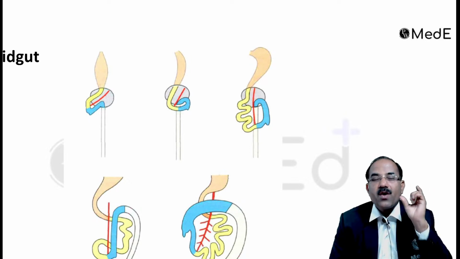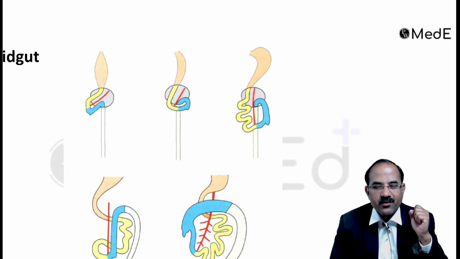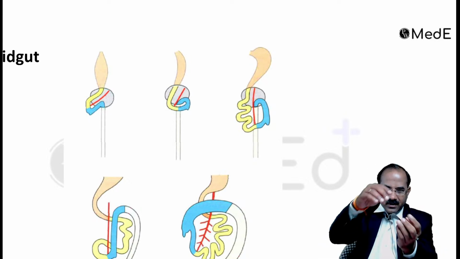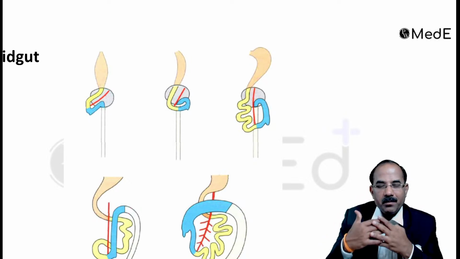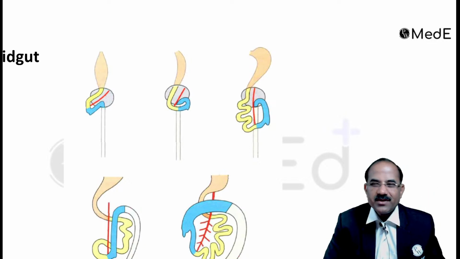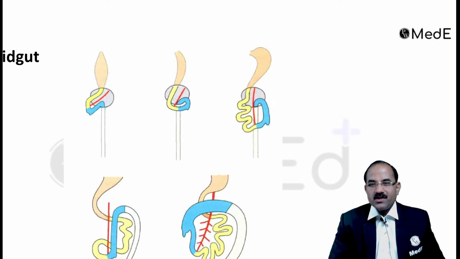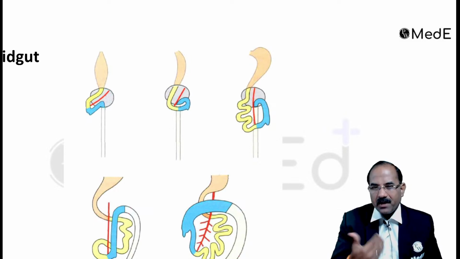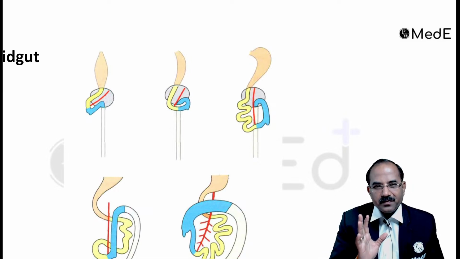6 weeks of intrauterine life. The herniation occurs. And when does the herniation reduce back? When does it come back? 10th week of intrauterine life. Okay? So herniation begins by 6 weeks and comes back by 10th week of intrauterine life.